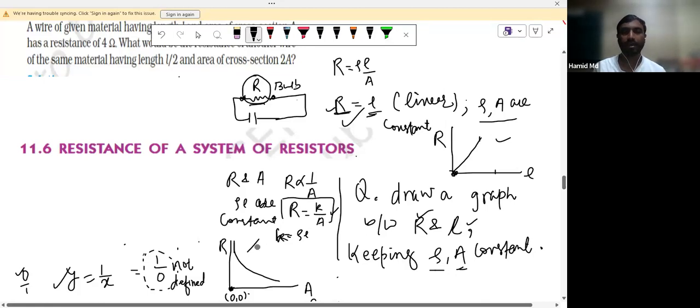If I ask you to draw the graph between resistance and area of cross section, we already know the resistance is inversely proportional to area of cross section. If the area of cross section is less, the resistance will be more, and if the area of cross section is more, the resistance will be less. So as we increase the area of cross section along this line, the value of resistance decreases. Clear?